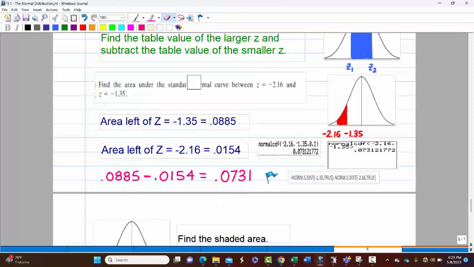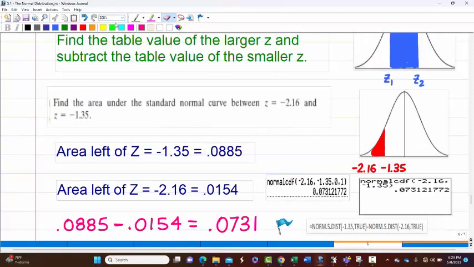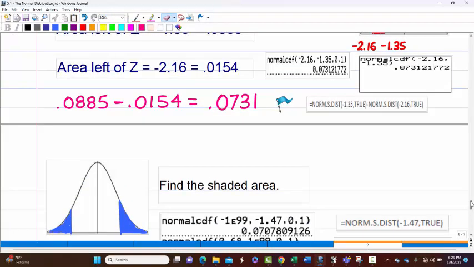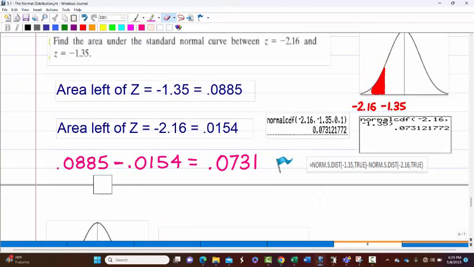Now with NORM.S.DIST, you don't have the convenience of the calculator. NORM.S.DIST only understands less than. So you have to do it sort of the chart way without using the chart. You have to put NORM.S.DIST of the upper value, the negative 1.35, which is larger than negative 2.16, minus NORM.S.DIST of the lower. It has to be done that way in Excel.